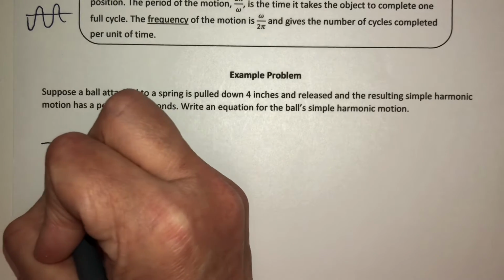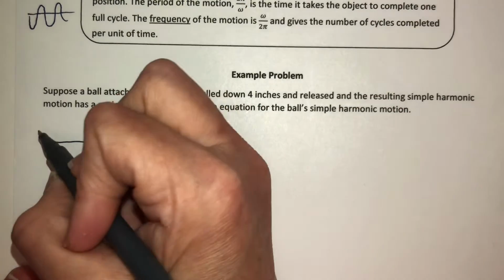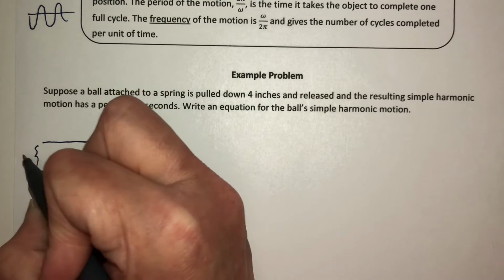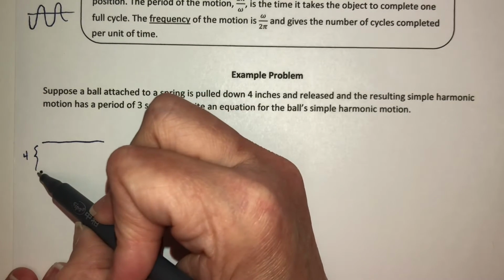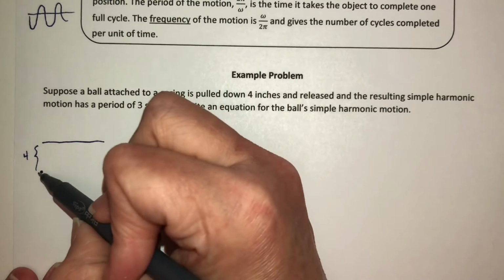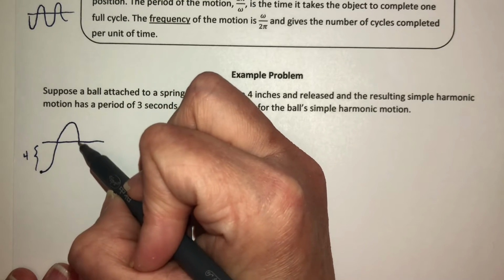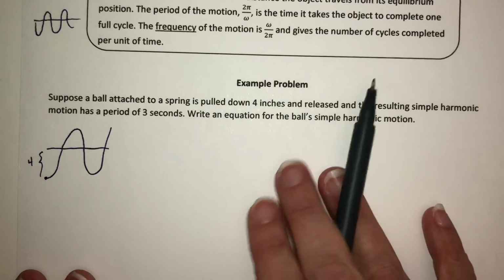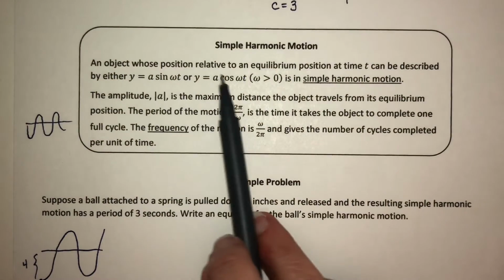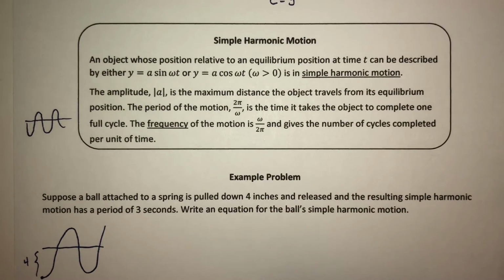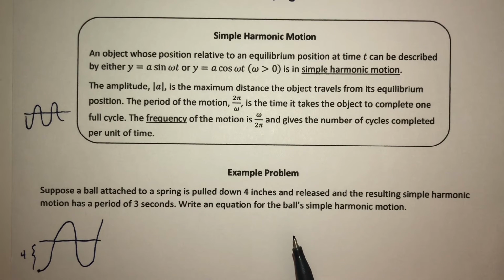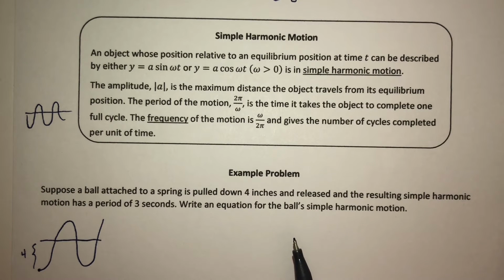Well, if we have our equilibrium point and we start off by pulling the spring down 4 inches, then if we think about how the ball is going to move over time, it's going to start going up and then down and then up. We need to decide whether it makes the most sense to deal with a sine function or a cosine function. And again, if you're starting off at 0, sine makes the most sense. If you're starting off above or below that, then cosine makes the most sense.